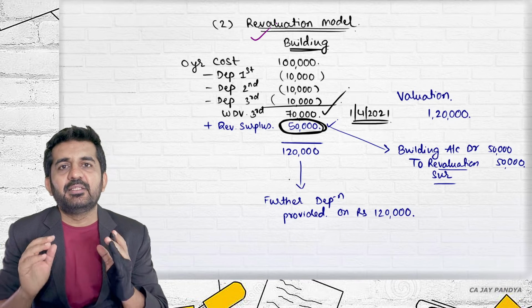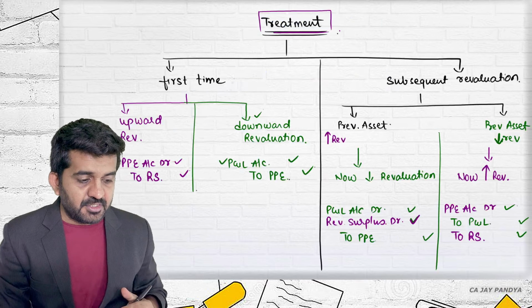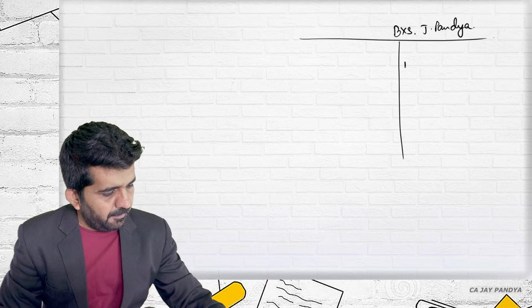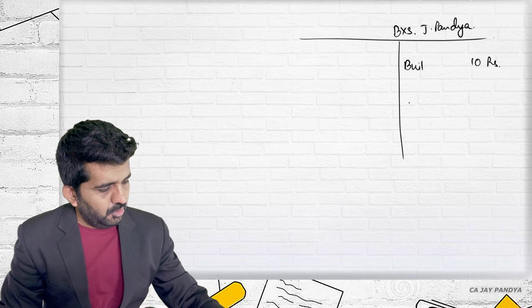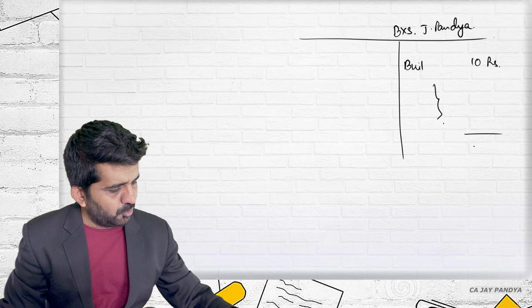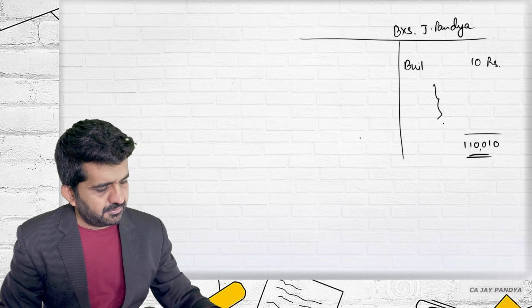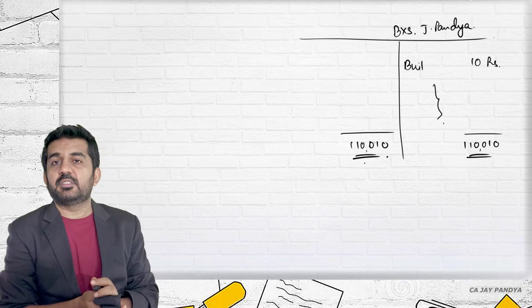See, what happens sometimes is why the revaluation method is important, to understand your question and the answer to that question. See what used to happen. This is my balance sheet. Building account 10 rupees. There are other assets, and my total of the balance sheet is coming to 1,10,010 rupees. Is it all right?